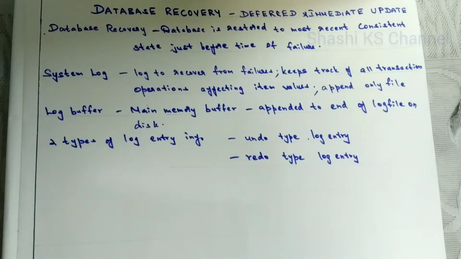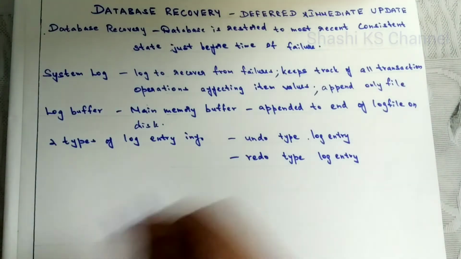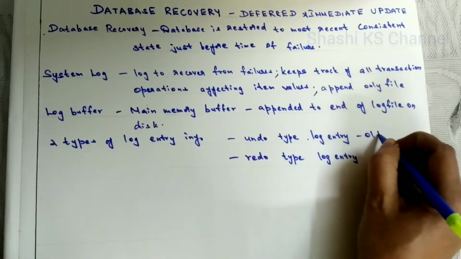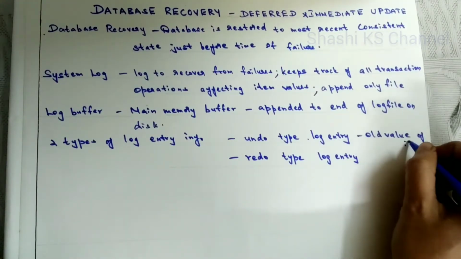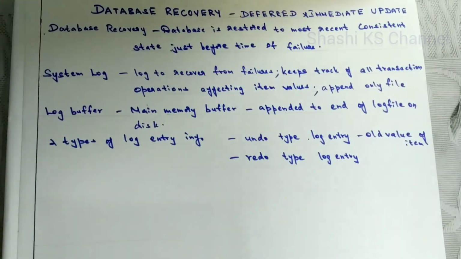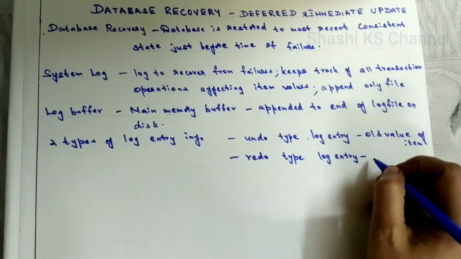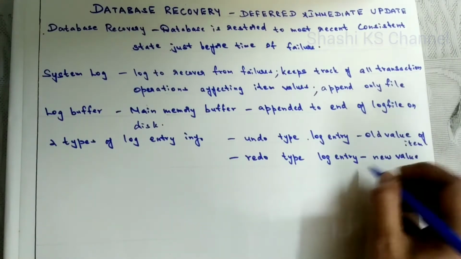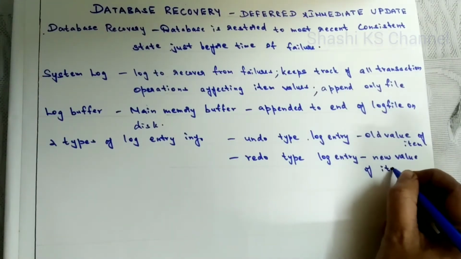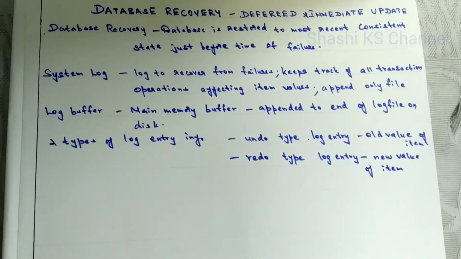The undo type log entry includes the old value of the data item, and it is going to be used for the undo operation. The redo type log entry includes the new value of the data item, and it is going to be used for the redo operation. These are the two main types of log entry information included for every write operation.